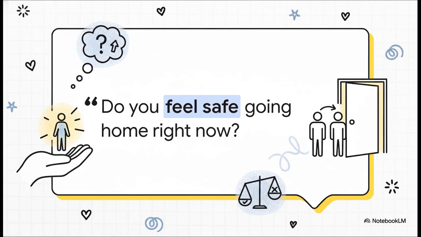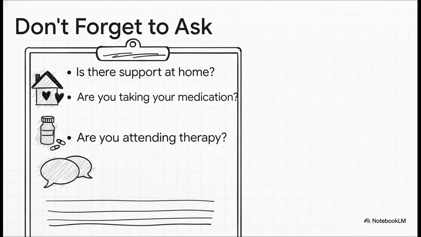Next, you need to check in on their immediate safety. Asking them directly, do you feel safe going home right now, is so important. Their own perception of safety is a massive clue for what you need to do next. And before you wrap up your history, make sure you cover these practical points. Do they have support at home? Are they taking their meds? Are they going to therapy? Knowing this stuff is vital for putting together your management plan.